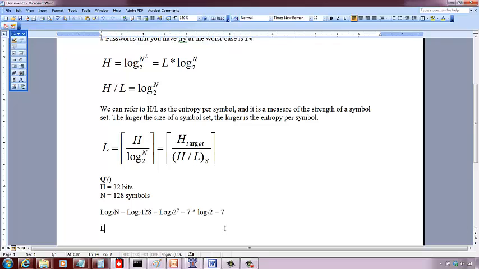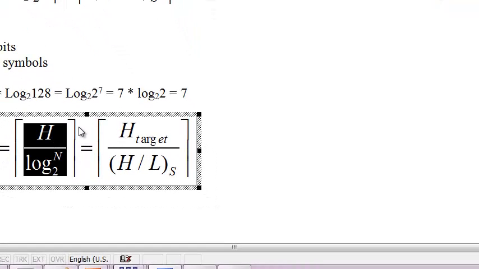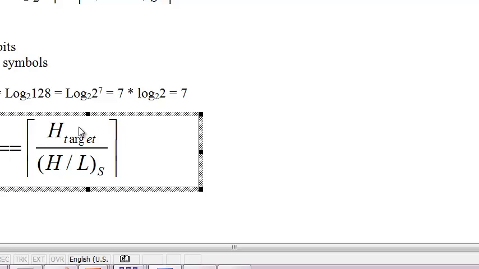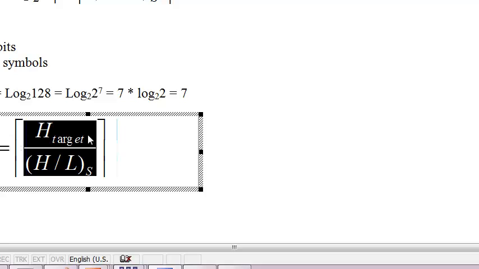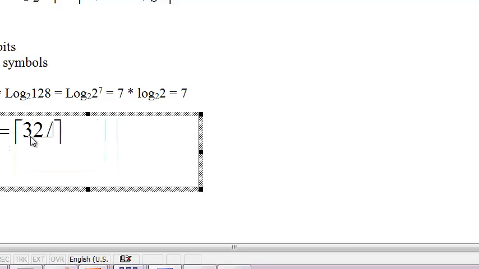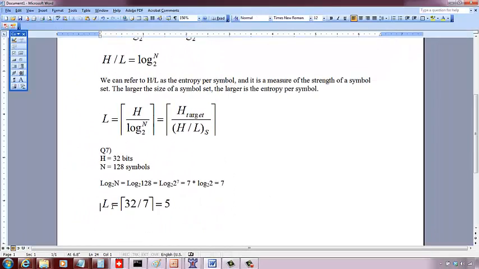So your length is going to be basically this, where you have now 128. Your targeted entropy is 32 divided by the log n to the base 2, which is going to be 7. So that's going to be 5. You divide 32 over 7, you get 4 point something, and you round it, that's 5, right?